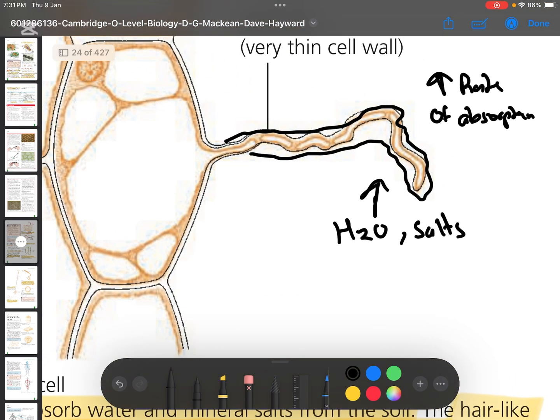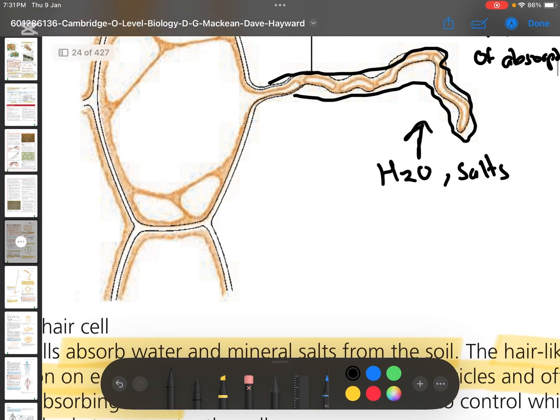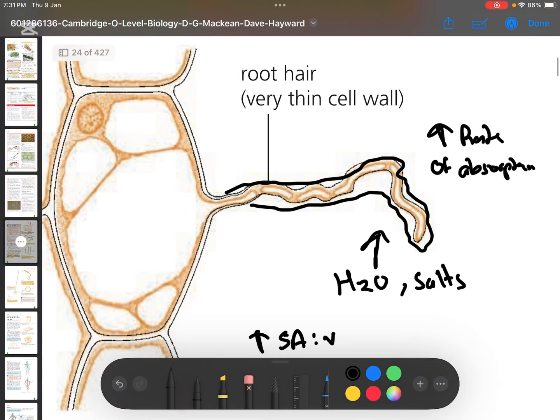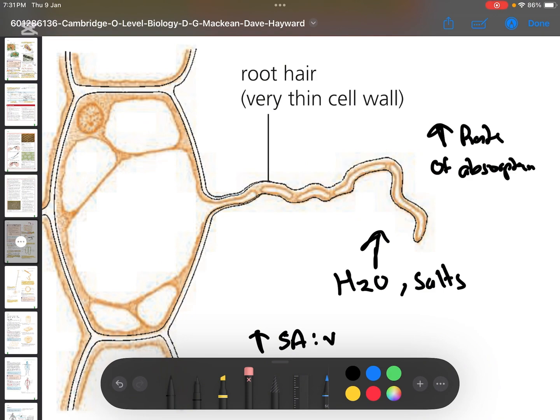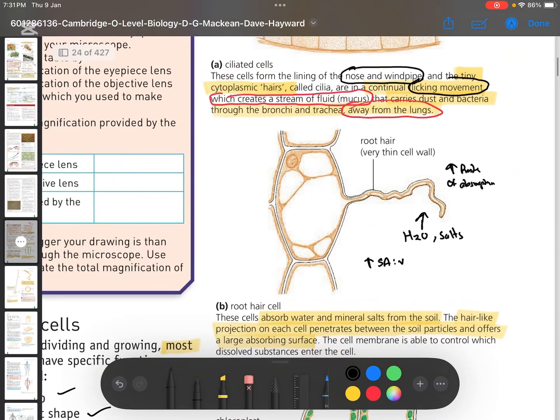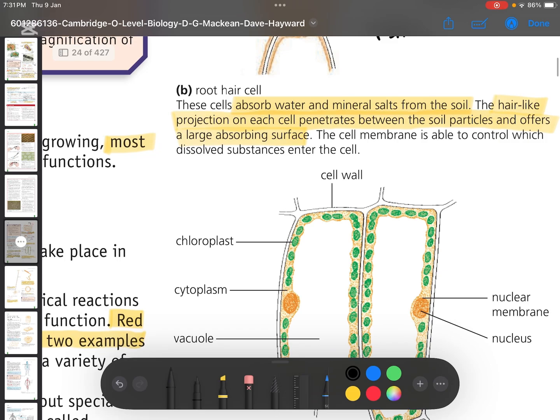Why does it have to be a hair-like extension, and why does it have to be like this, which helps it absorb faster? Well, it's because when you increase the surface area to volume ratio, then it increases the rate of absorption. Hence, as you can see, the volume here is very low, but the surface area which is in contact with the outer surface is very, very high. Hence, it helps in further absorption and faster absorption of all these materials. And we have already learned that the cell membrane is able to control which dissolved substances enter the cell and leave the cell very easily.